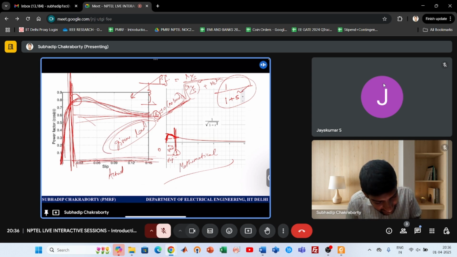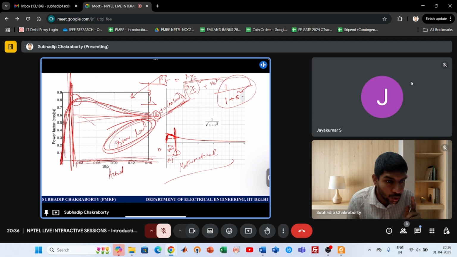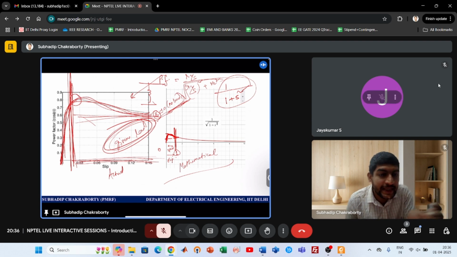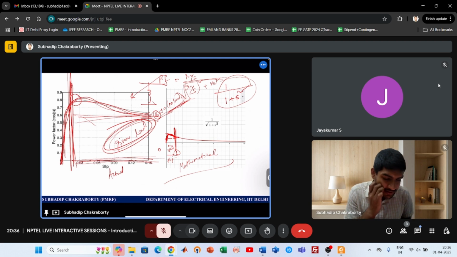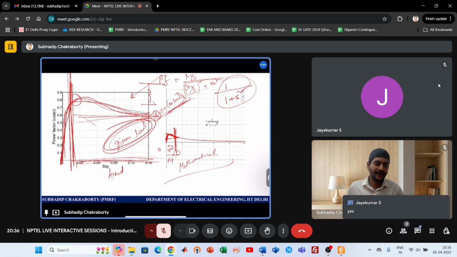But I am telling you, for a given load, you are not changing the load and you are playing with the slip, or you are playing with the speed. Then for a lower value of slip, your power factor will be more for a given load, not changing the load. You understand my point? Both things are different, right?